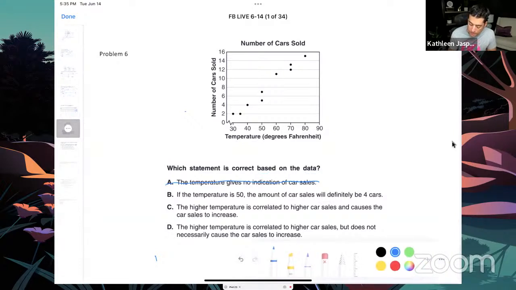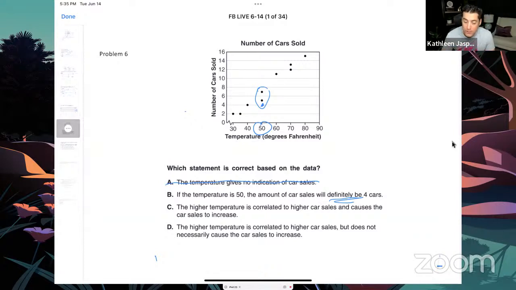The next answer choice says, if the temperature is 50, the amount of car sales will definitely be 4 cars. Well, let's go to 50 degrees, which is here. And when we go to 50 degrees, we see this right here. It says the amount of car sales will definitely be 4. Well, here is 4. Okay. Is it definitely going to be 4? That means, is it going to be 4 and 4 only?